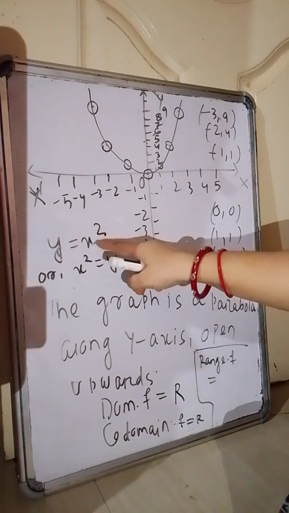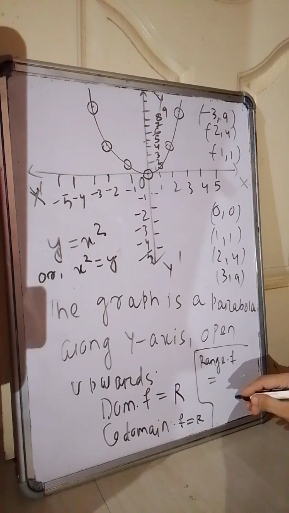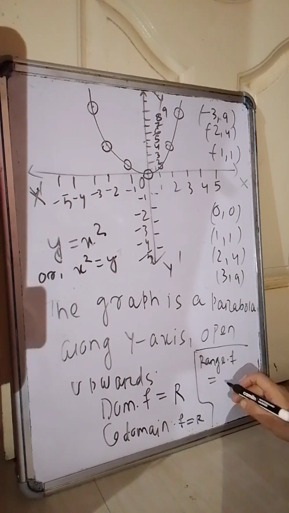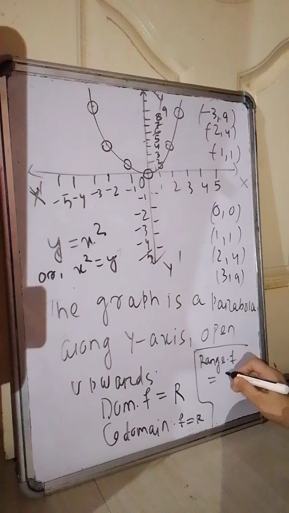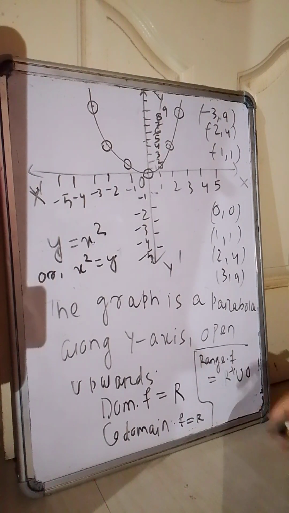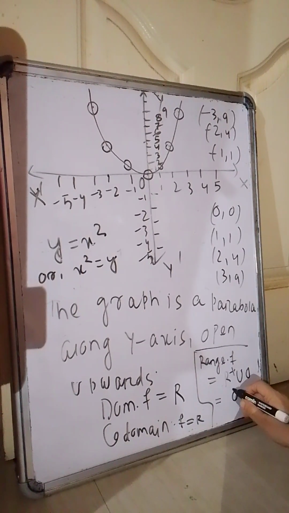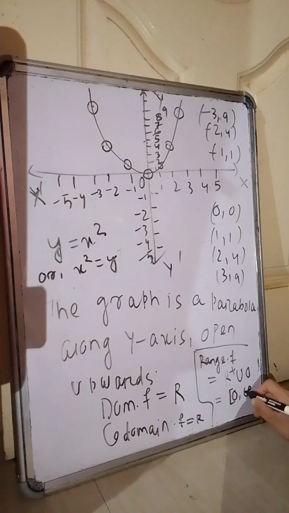So the range is always a positive number or 0. You can write the range as R plus union 0, or in other words, you can write it like this: 0 including 0 to infinity, but infinity you will not consider, 0 to infinity.